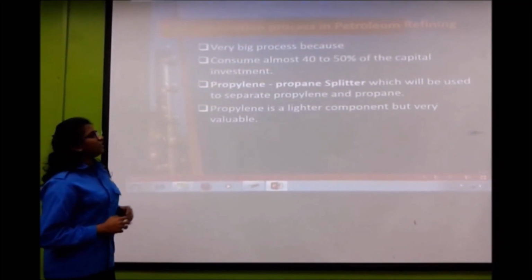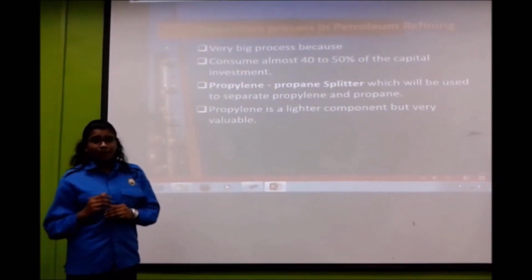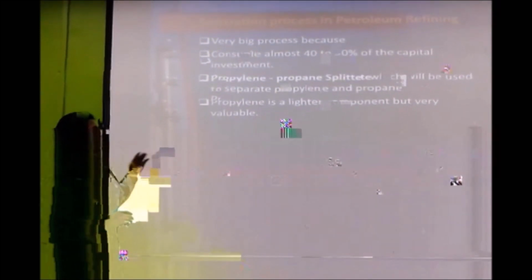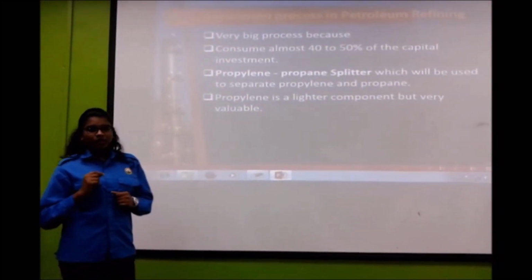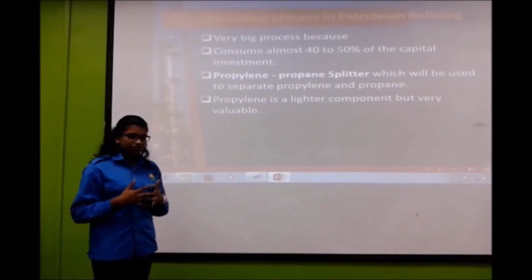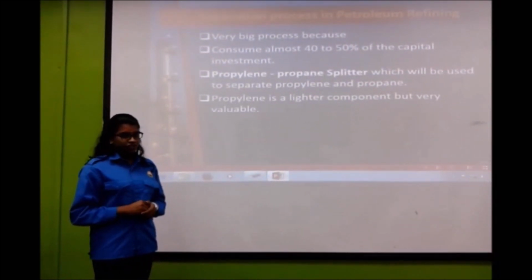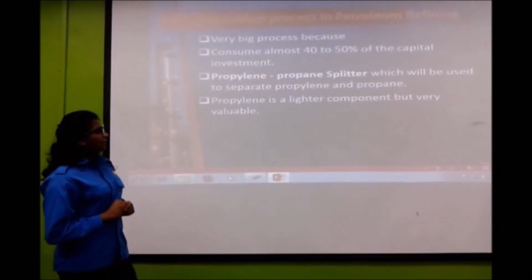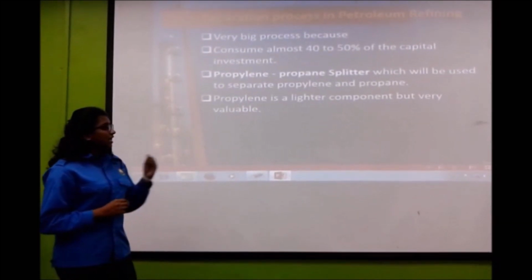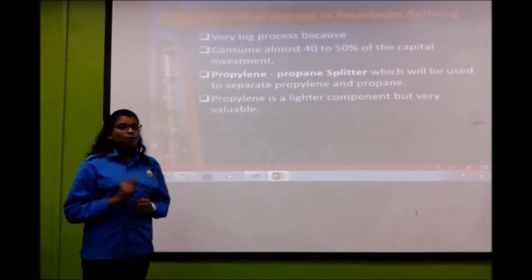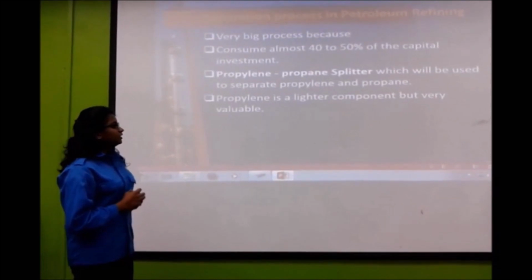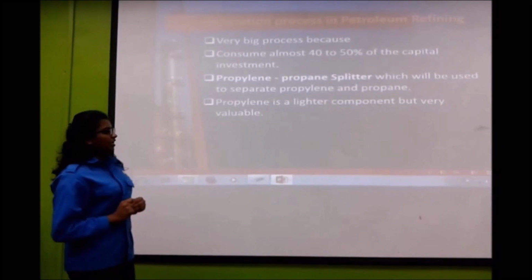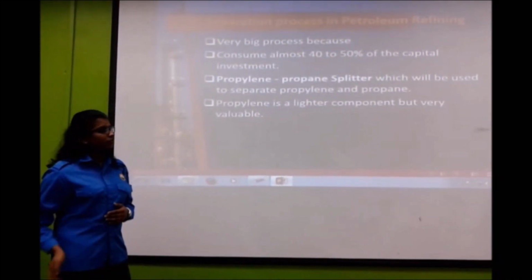The separation process in petroleum refining is a very big process because it consumes almost 40 to 50% of the capital investment, and it also consumes around 70% of total energy consumption. The propylene and propane splitter will be used to separate propylene and propane. Propylene is a lighter component, but it is very valuable compared to propane. So that is why we are trying to separate the propylene from the propane, so that we can gain more profit.